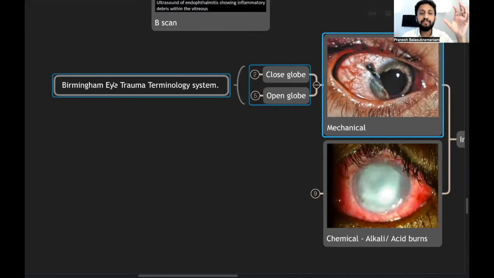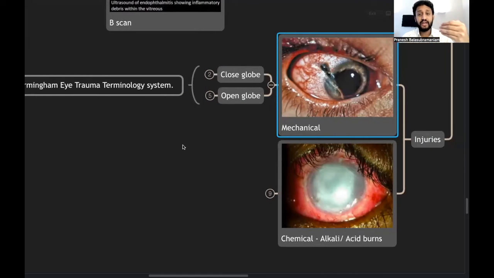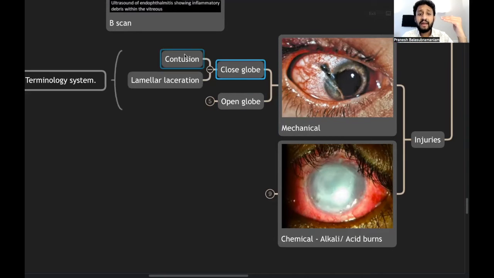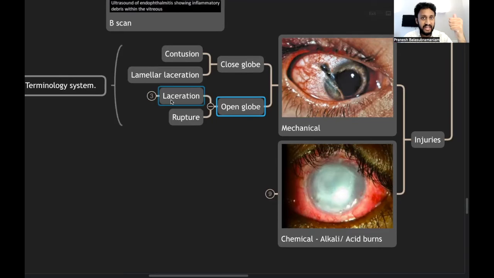It's called the Birmingham Eye Trauma Terminology system, which gives a very neat classification of how to differentiate these ocular injuries caused by mechanical trauma into closed globe or open globe injury. A closed globe injury means there is no breach of the ocular integrity or the ocular surface. An open globe means the globe is basically open. The closed globe can be either a contusion or a lamellar laceration, whereas an open globe will be either a laceration or a rupture.